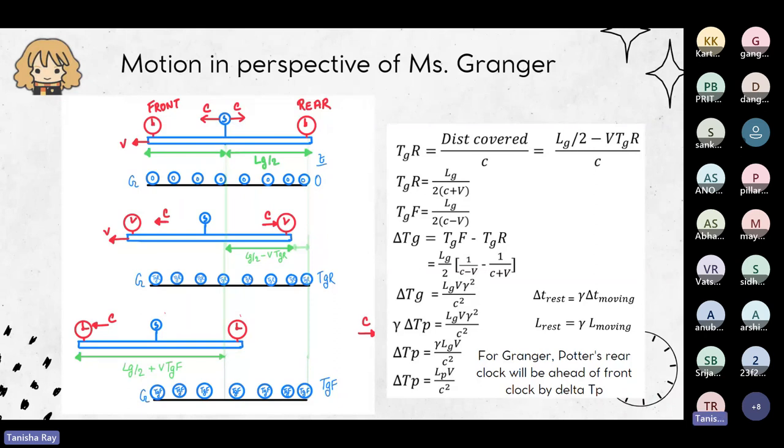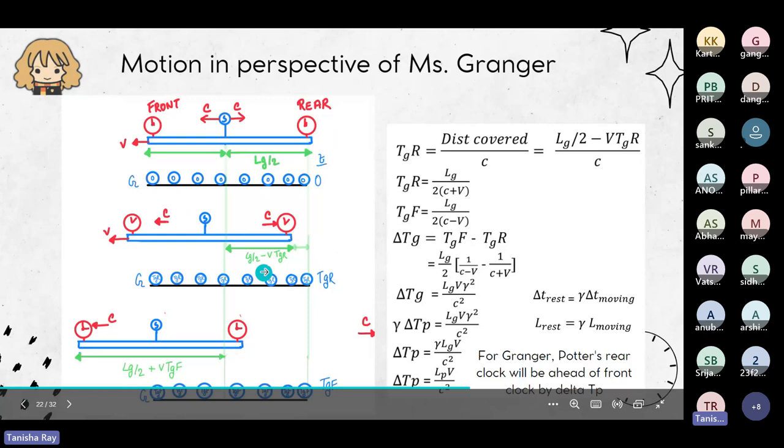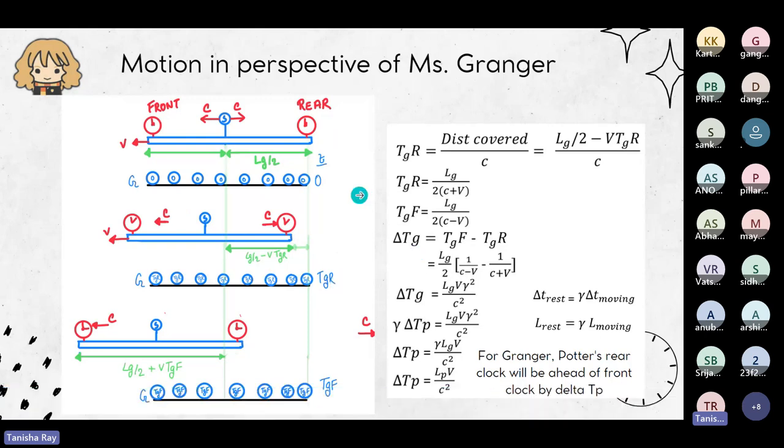So from here, we can conclude one more thing. For Potter, the clocks were perfectly synchronized. But for Granger, Potter's clocks are not at all synchronized. So even synchronization of clocks is a relative thing. The clocks may be synchronized in one frame of reference and still remain unsynchronized in some other frame of reference. So from this, we can draw these two conclusions, that synchronization of clocks is also relative, and also simultaneity of events is also a relative factor.